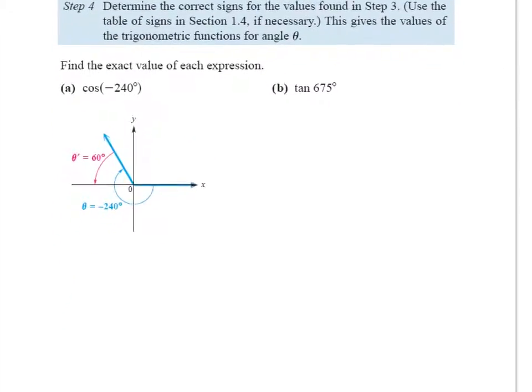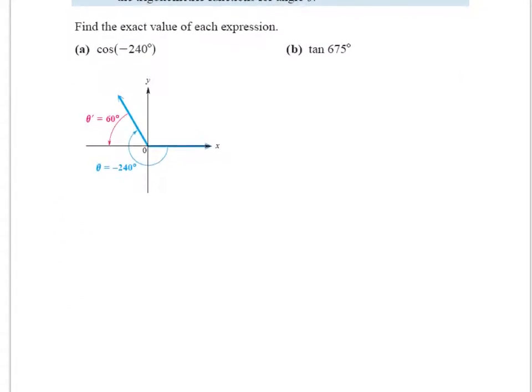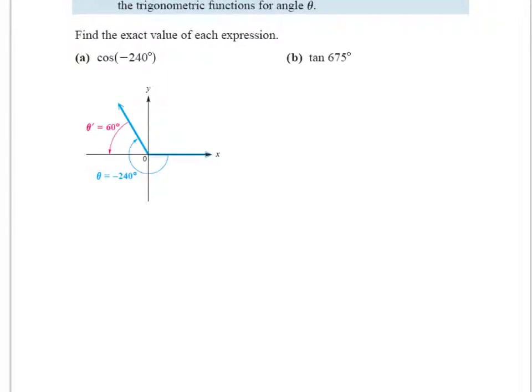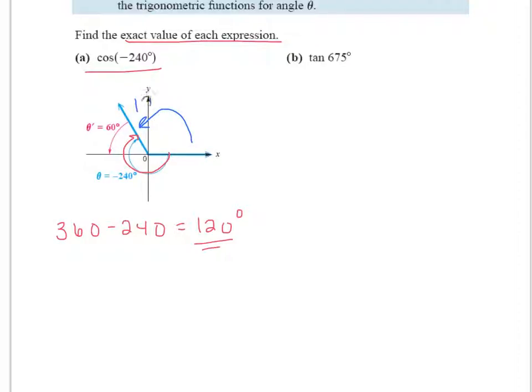So our first example, they actually gave us a diagram, and we are not looking for all 6. It just says to find the exact value of each expression. So right now we're just looking for cosine of negative 240. So remember, negative goes clockwise, so it goes here. So when you have 360 minus 240, that gives you 120. So that is our coterminal angle. So if we went in the opposite direction, if we went this way, this would be 120 degrees.